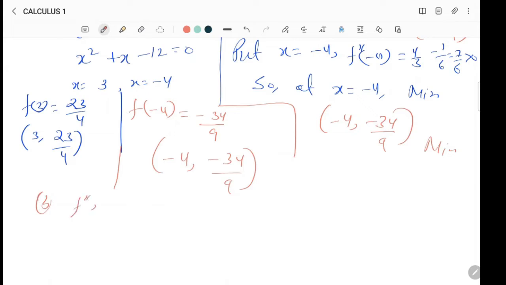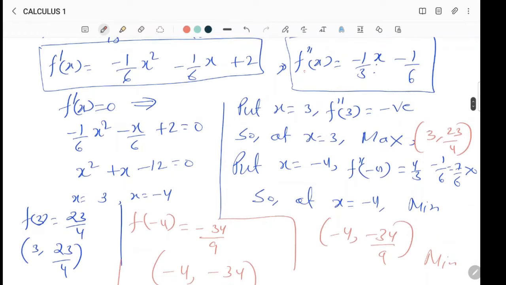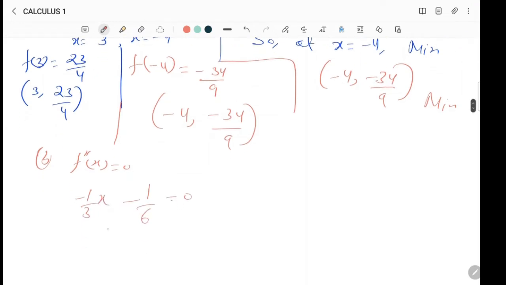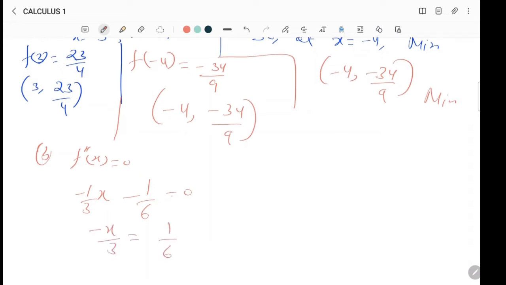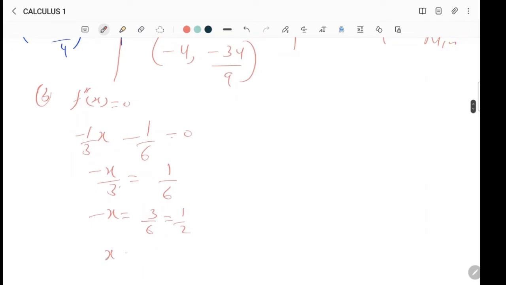We know that f double dash x must be 0. So minus x over 3 minus 1 over 6 should be 0. So minus x over 3 equals 1 over 6. And multiply by 3, guys. So minus x is 3 over 6, which is 1 over 2. Now multiply by minus 1, so x is minus half.